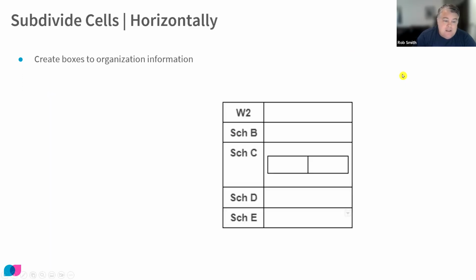Then we're going to do some possible subdividing, because just like if you have one big drawer and you throw everything in it, it becomes a junk drawer. So we're going to want to create custom spots for information. Right down here, if I need 2 places for my Schedule C, I'm going to create 2 boxes. Now, why would I need 2 places for my Schedule C?